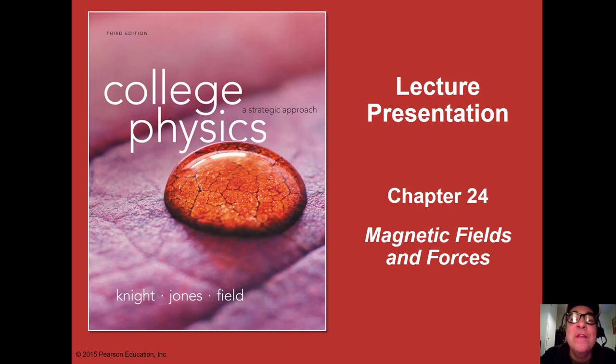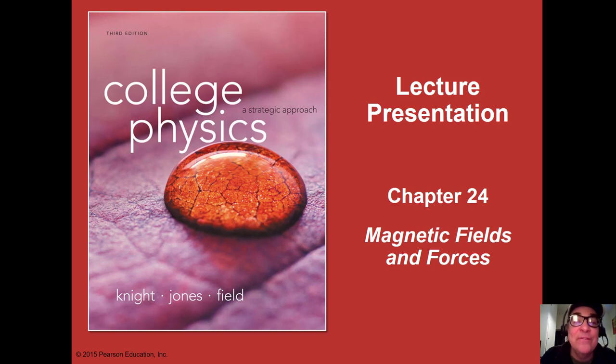This is part 1. So chapter 24 is a rather long chapter. First it deals with sources of magnetic fields, and then the latter part of the chapter deals with what happens to a moving charge in a magnetic field. Sometimes physics textbooks actually make this 2 chapters. Here it's 1 chapter, but it is a rather long chapter. So this is part 1.